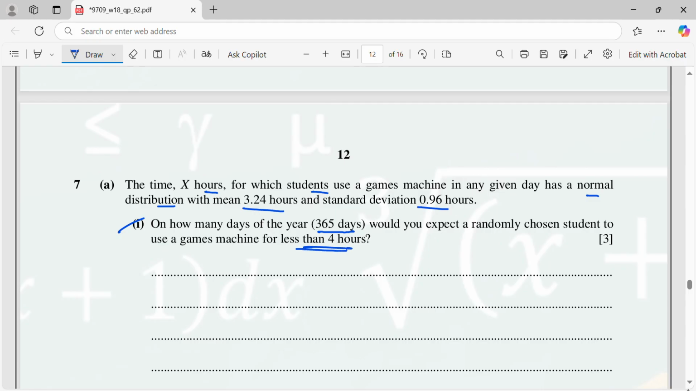Okay, so here the variable is hours, and it's mentioned clearly normal distribution. So X is normally distributed with mean 3.24 and standard deviation 0.96. So we square it to get the variance.